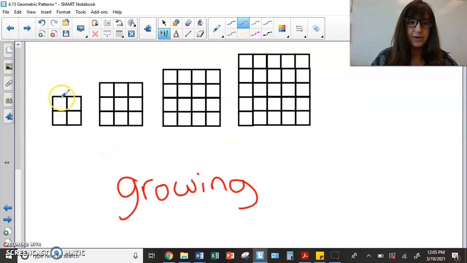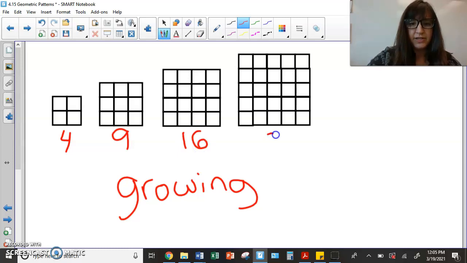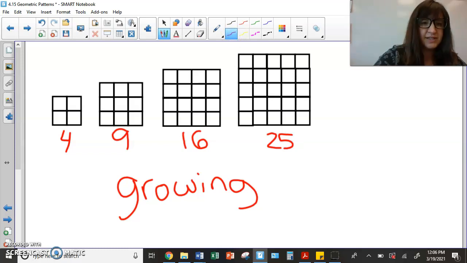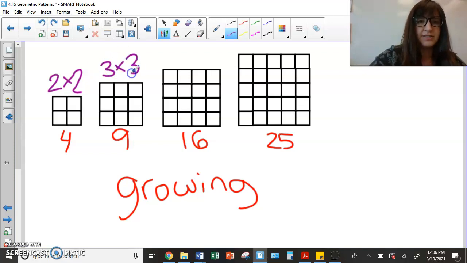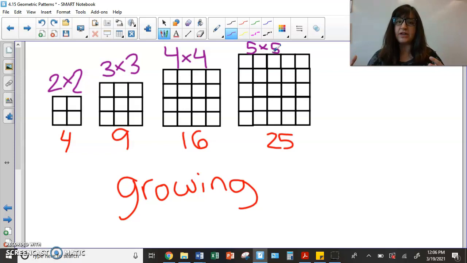For these shapes right here, I see that I have 4, and then I have 9, and then I have 16. You might notice that I can't really see a necessarily pattern with these numbers, but I noticed that this is 2 rows by 2 columns. And this is 3 rows by 3 columns. And this is 4 rows by 4 columns. This is 5 rows by 5 columns. So what this shows me is that each square is growing by 1 row and 1 column each time to make a new perfect square.